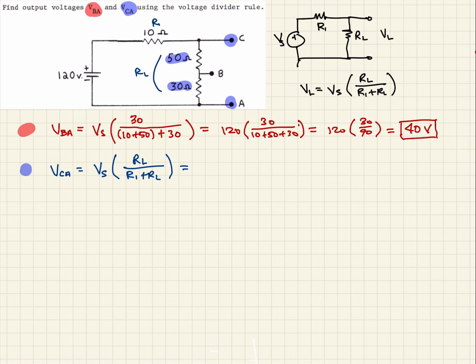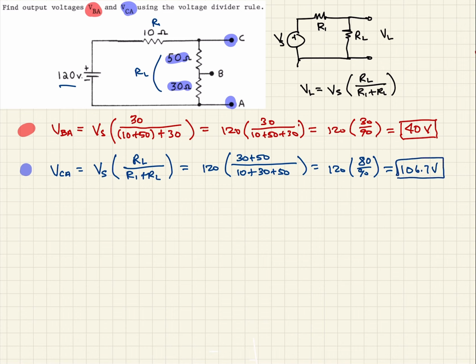Plugging those values in, our source voltage hasn't changed, so that's 120. And RL is going to be 30 plus 50. And our R1 is going to be the 10, plus again the 30 plus 50, because that's our RL. We calculate this out, we get 120 times 80 over 90. Plug that in the calculator, and we should get 106.7 volts. So again, if we put our terminals between these two points, that's what we should measure in this circuit.